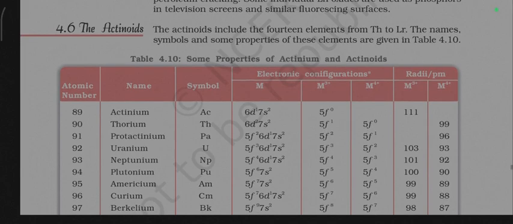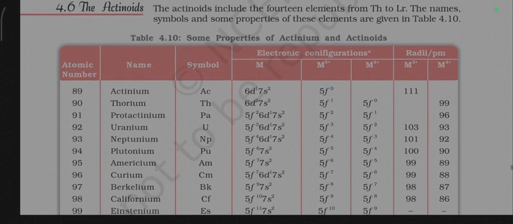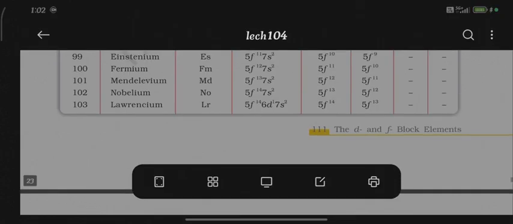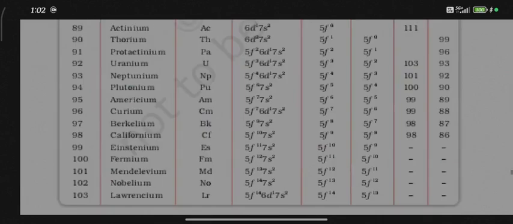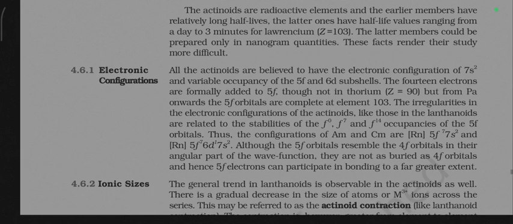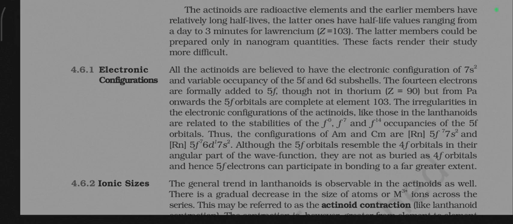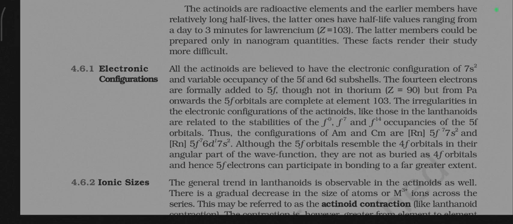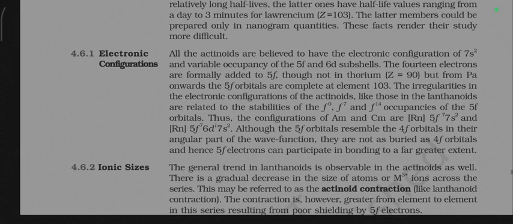The names, symbols, and some properties of these elements are given in Table 4.10. The actinoids are radioactive elements and their earlier members have relatively long half-lives. The latter ones have half-life values ranging from a day to 3 minutes. For lawrencium, Z is equal to 103. The latter members could be prepared only in nanogram quantities. These facts render their study more difficult.